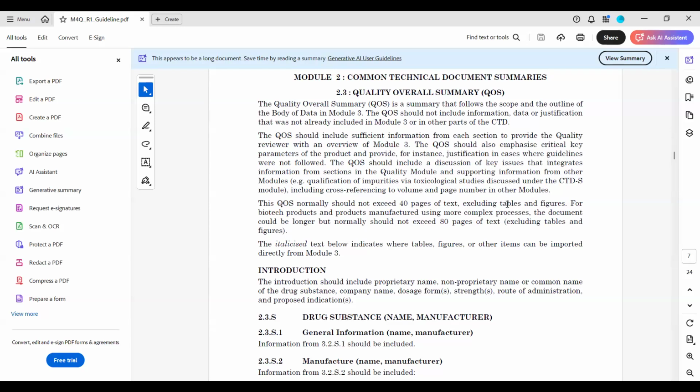So cross-referencing is a big game changer here in 2.3 QoS, because when you're referencing a certain document, they can easily navigate to that document to get a better understanding of what the terminology or what you are indicating in quality in module 3 easily, right? Cross-referencing is a very big advantage when we submit a common technical document.